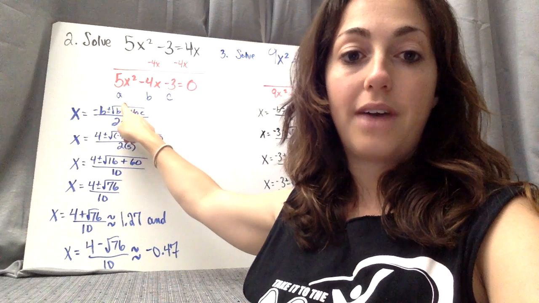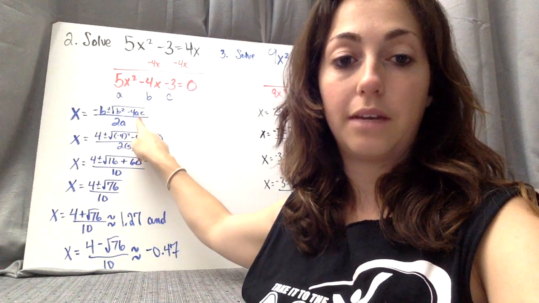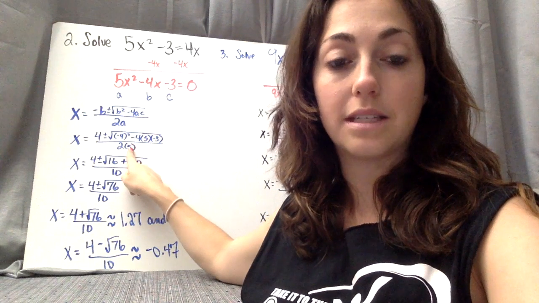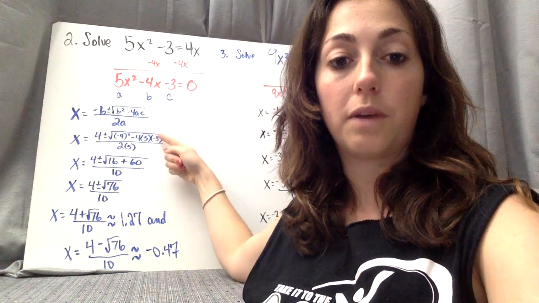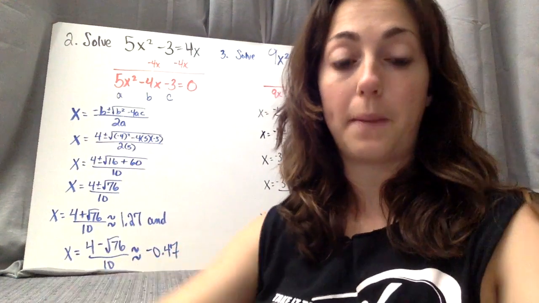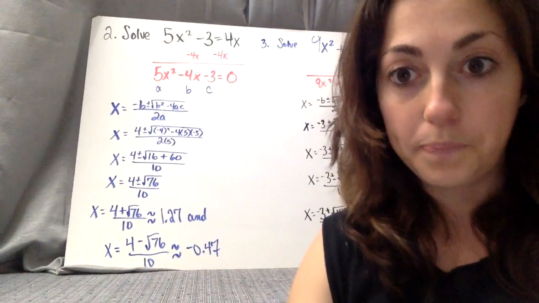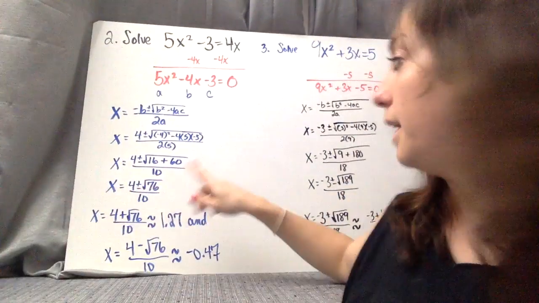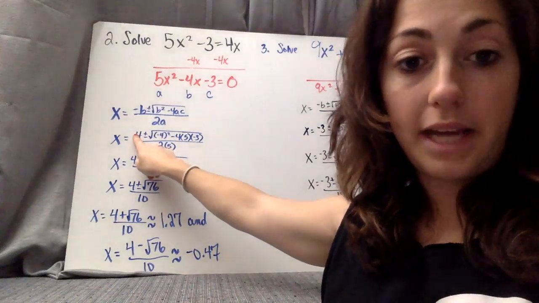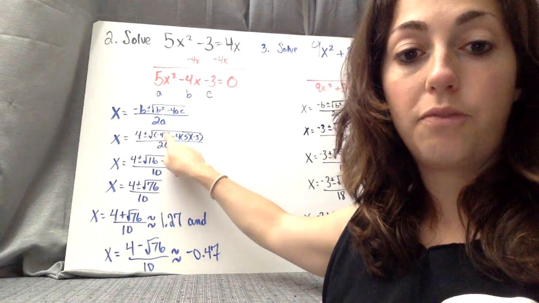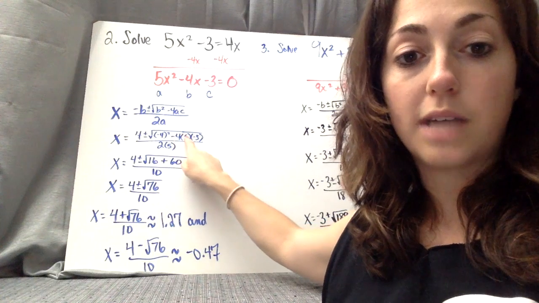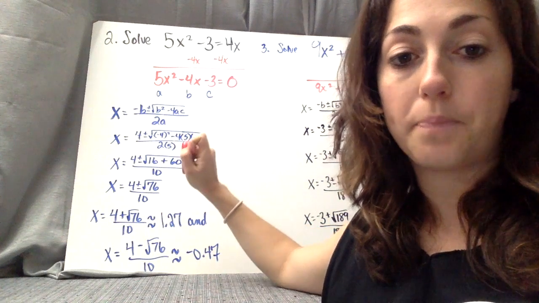Then my a value is 5, so I'm plugging in a 5 for both of those a's. And lastly, my c value is -3, so under that radical where there's a c, I'm placing a -3. Let's go a little closer. So now I have the opposite of -4 is 4, plus or minus the square root of -4 squared minus 4 times 5 times -3. So now I do some math.